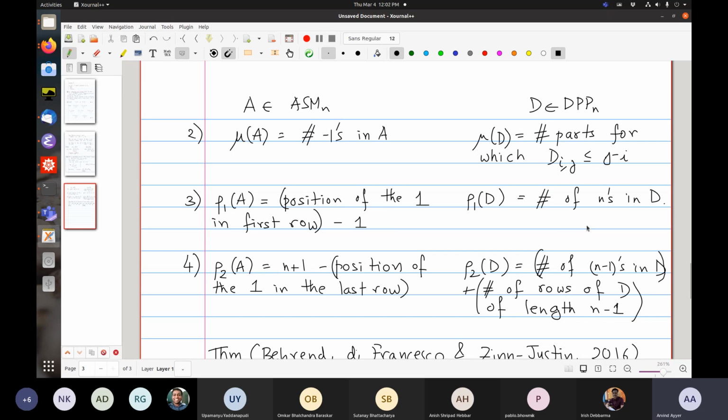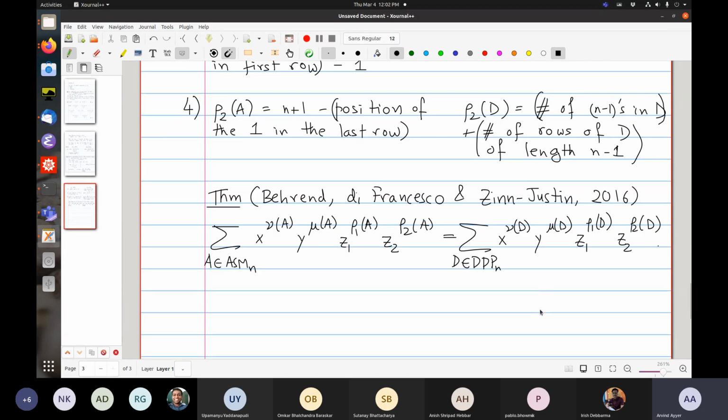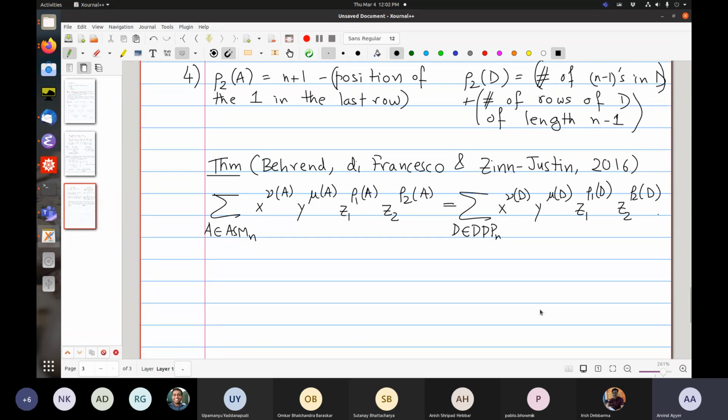So what this is saying is that there are more and more statistics which are equal. This gives hope to find a bijection which respects all these four statistics simultaneously. The more such identities you have, the more confidence you have that there is something deeper going on underneath. Special cases of these were already proved earlier.